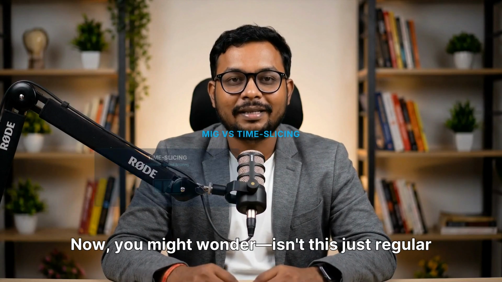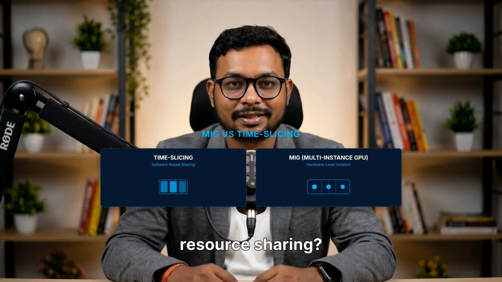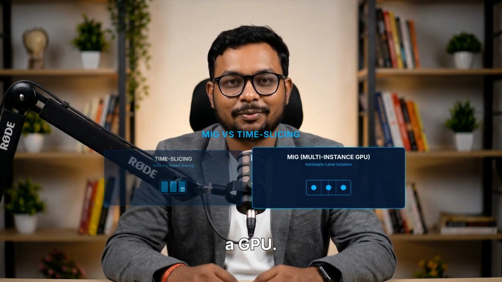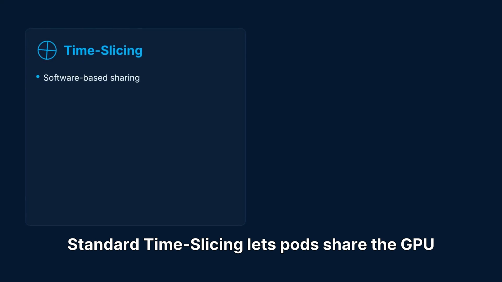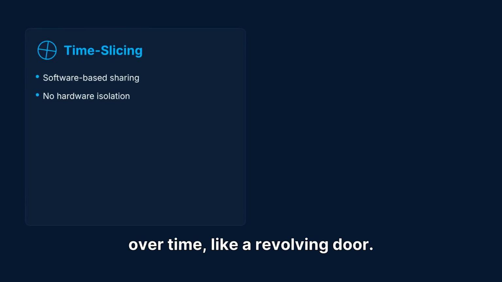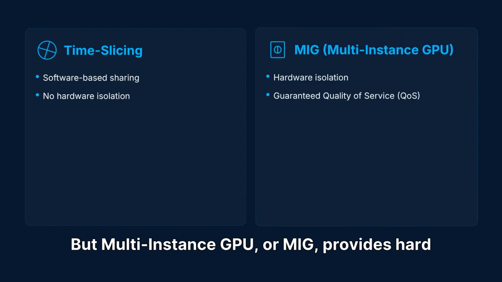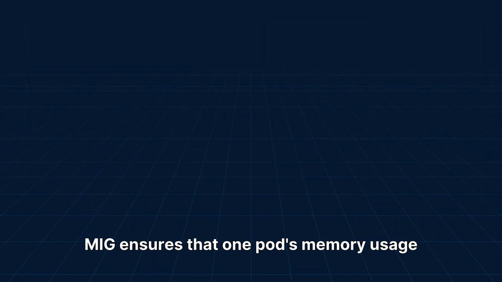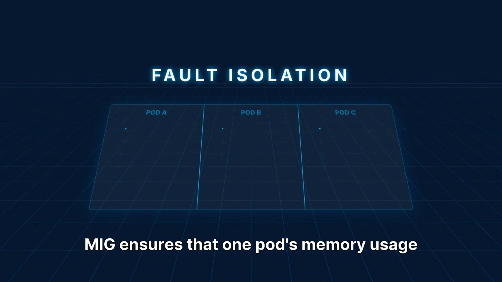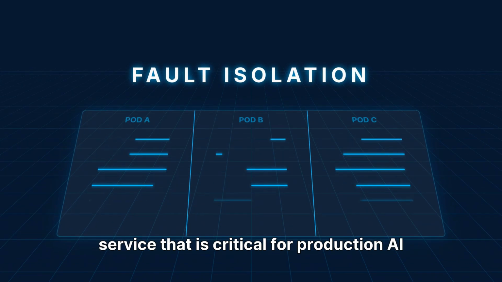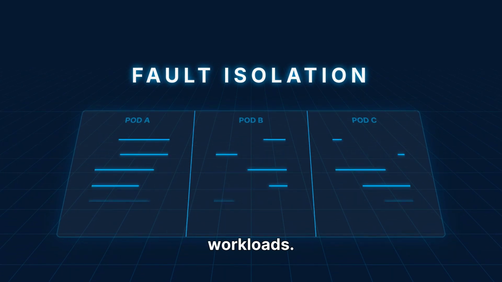Now, you might wonder, isn't this just regular resource sharing? Well, not exactly. There are two main ways to share a GPU. Standard time slicing lets pods share the GPU over time, like a revolving door, but multi-instance GPU or MIG provides hard physical walls. MIG ensures that one pod's memory usage can't crash another, providing guaranteed quality of service that is critical for production AI workloads.